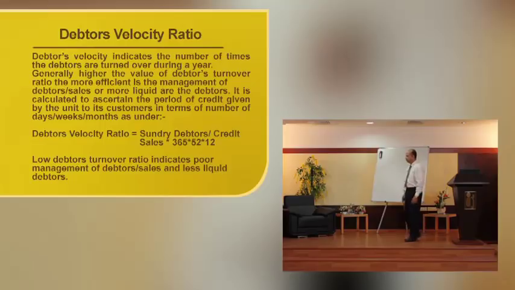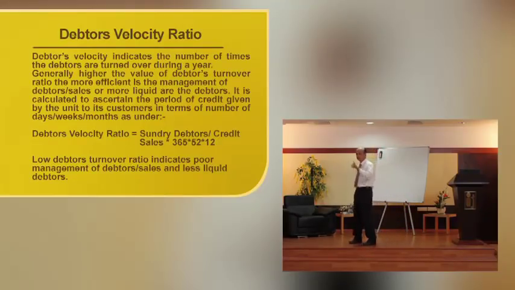The debtors velocity ratio is sundry debtors, that is the holding of receivables, divided by the credit sales. Debtors come only when credit sales take place. Otherwise, if sales are against cash, there is no question of debtors. So total debtors, or sundry debtors, divided by the credit sales, multiplied by 365 if you want the number of days, by 52 if you want weeks, and by 12 if you want months. Then you will get the ratio.